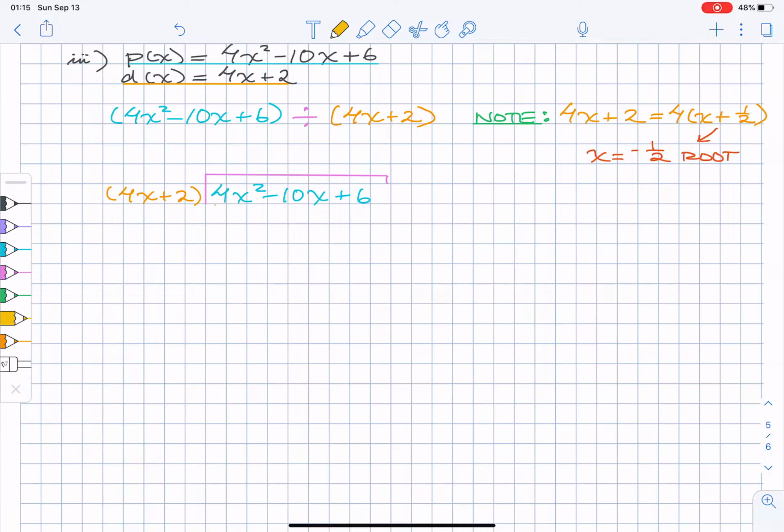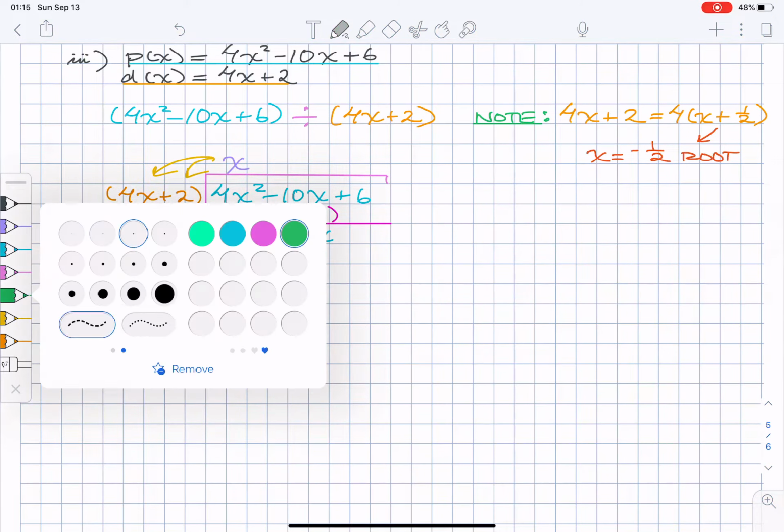Okay, so what do I need to multiply 4x by in order to get 4x squared? And I claim that's just x. There's already a 4. So now let's multiply x by the whole divisor, and we will get 4x squared plus 2x. I'm then going to subtract this from the line above. The 4x squareds go away. Negative 10x minus 2 will be negative 12x. And what I'm going to do is I'm going to drop down the plus 6.